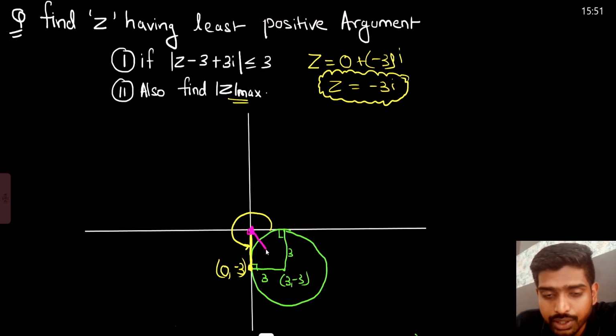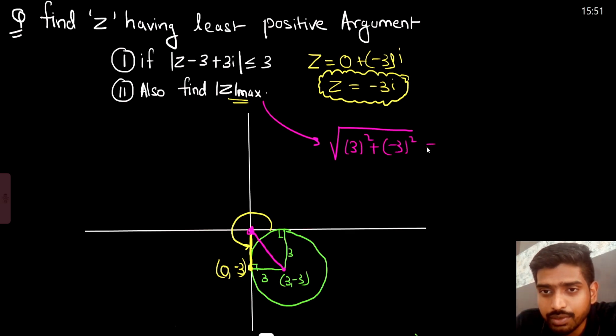So for this, first we'll find the origin to center distance. Origin to center distance is under root of 3 square plus minus 3 square. So this will be 3 root 2. And this point will be at the maximum distance. So this distance is 3 root 2 and this much distance is equal to the radius, which is 3 units, right? So 3 root 2 plus 3 is my answer for the second question, the modulus of z max.